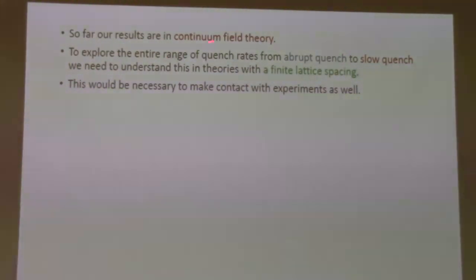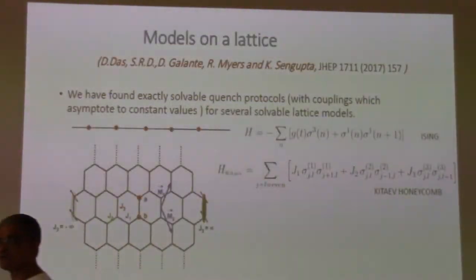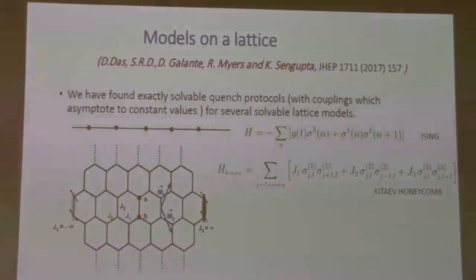But all these results are in continuum field theory. To explore the entire range of quench rates from abrupt quench to slow quench, we need to understand this with a finite lattice spacing. This is also important if these results are to be relevant to any experiment, but experiments always have a finite lattice spacing, like in cold atom experiments. So what we decided to do is to look for some standard lattice theories where the problem is again solvable. And we took two models which are interesting in condensed matter physics.